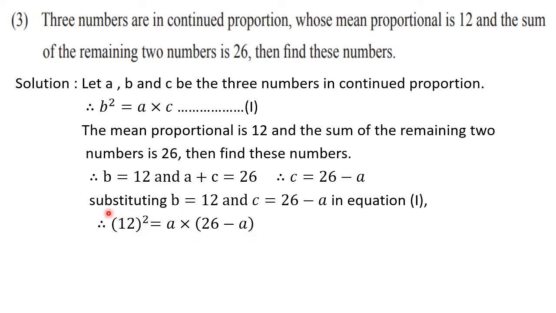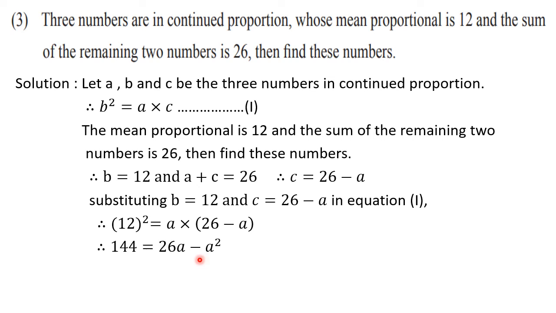So write down, substituting B is equal to 12 and C is equal to 26 minus A in equation 1. So see, B square means 12 square is equal to A written as it is, and in place of C, 26 minus A is written. Okay. Now let's open this bracket. At the same time, let's square this. So we know that 12 square is 144, and here 26 into A is 26A, and A into minus A is minus A square.